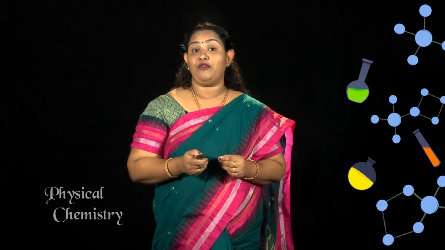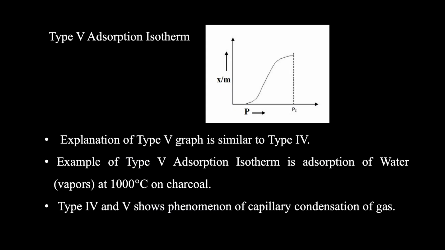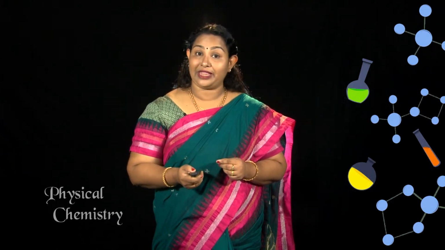Next is type 5 adsorption isotherm. Explanation of the type 5 graph is similar to type 4. An example of type 5 adsorption isotherm is adsorption of water at 1000 degrees Celsius on charcoal. Type 4 and type 5 show the phenomenon of capillary condensation of gases. Now, we shall move on to the mathematical derivation of the BET equation and corresponding isotherm.